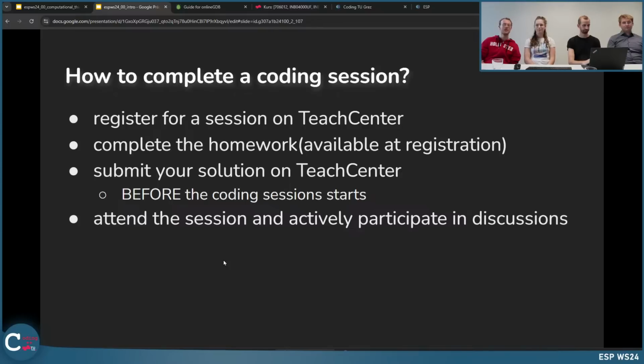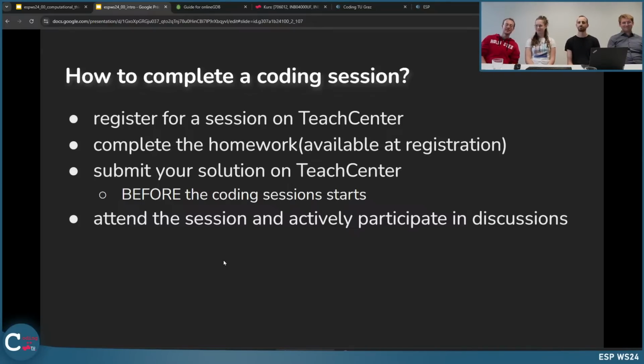Then you need to complete a homework. So there is a task that you need to complete before you go to the coding session. We call this now a homework, and this will be available when you register, or as soon as you can register to the coding sessions. You can also download the homework. Or pre-work. We call it now homework. Okay. We decided this today 2 hours ago.